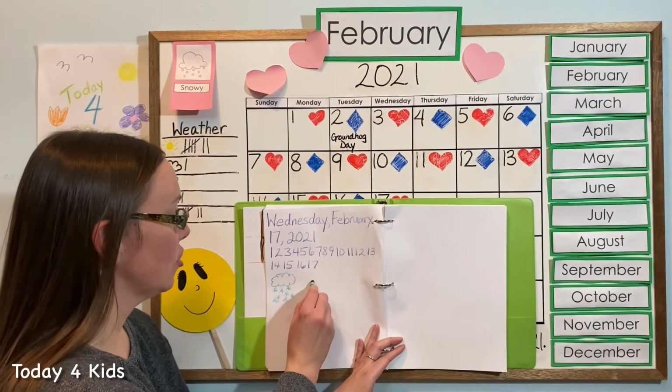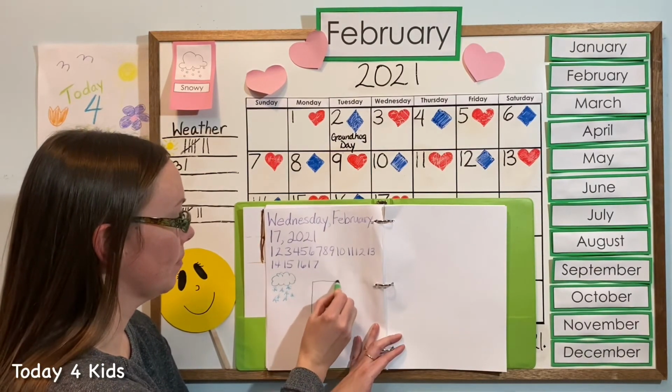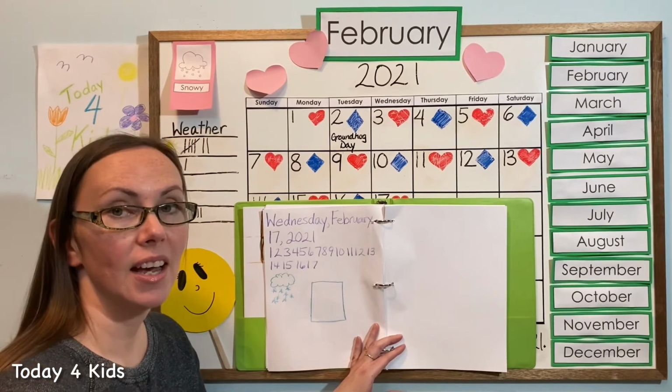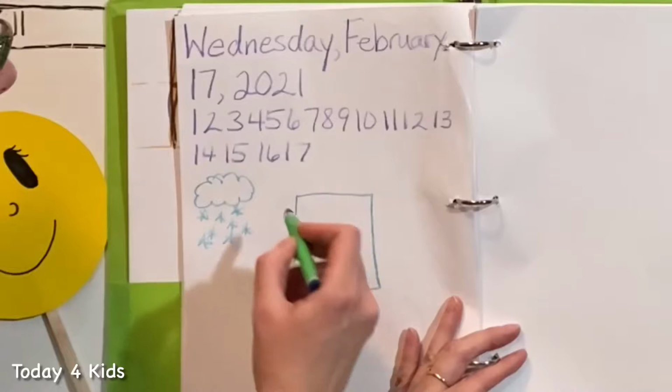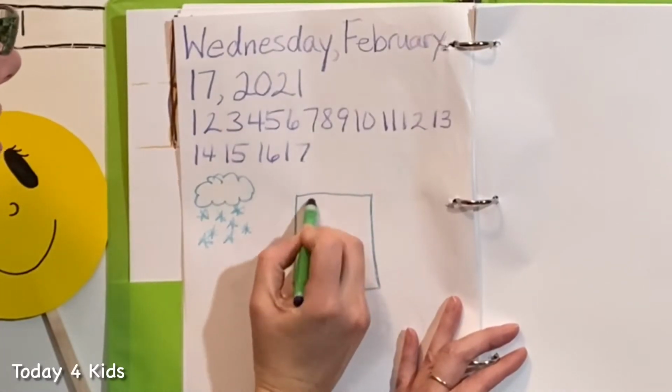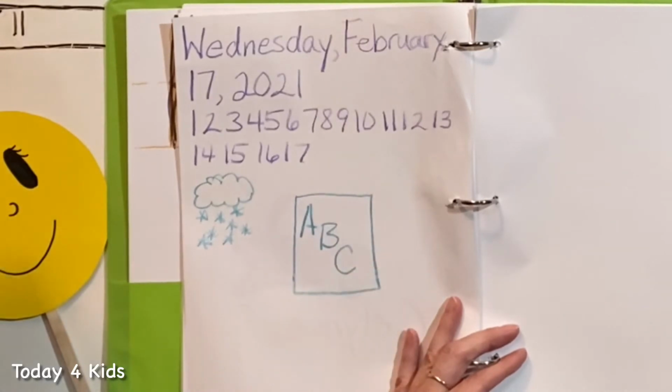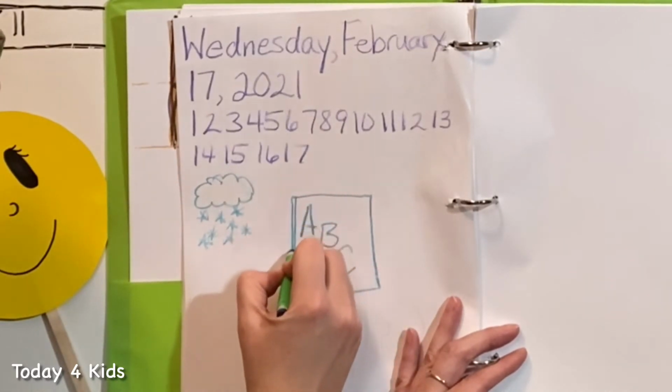So I'm going to just draw myself a little book. And I have a favorite book, and it's ABCs. Do you have an ABC book? So I'm just going to write ABCs on the cover. It's got lots of good rhymes, and we're going to have lots of fun reading that. So I'm going to read that to my friend.